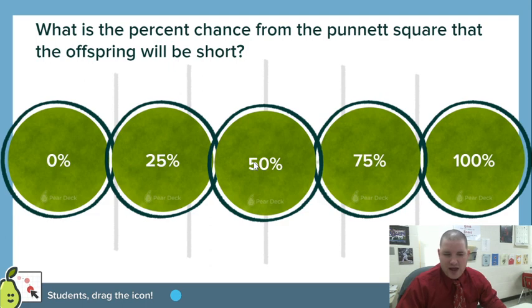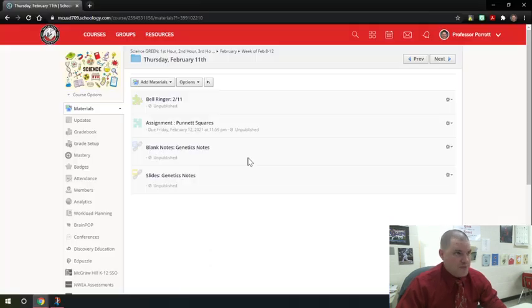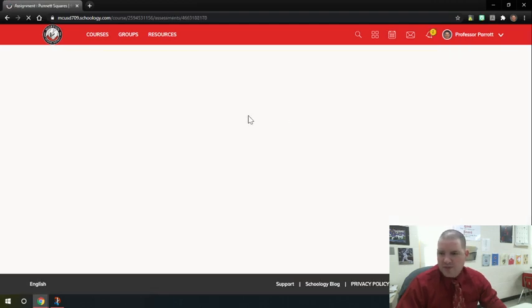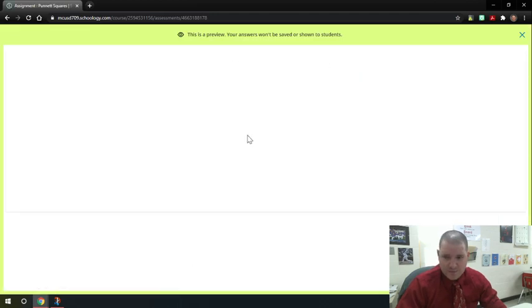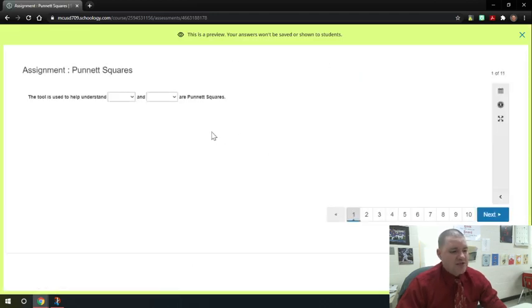Now let's take a look at what you're going to be doing for your homework, which is these Punnett squares. So we've got the assignment Punnett squares. Go ahead and load that up. I'm going to load it up here. It's in your folder. This one I'm giving you 3 attempts on again because it's a little bit more in-depth.